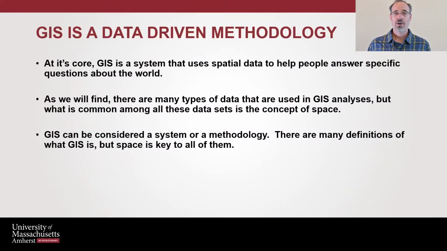At its core, GIS is a system that uses spatial data to help people answer specific questions about the world. As we will find, there are many types of data that are used in GIS analyses, but what is common amongst all these data sets is the concept of space. GIS is considered to be a system or a methodology. There are many definitions of what GIS is, but space is key to all of them.